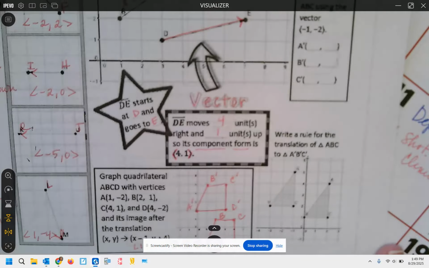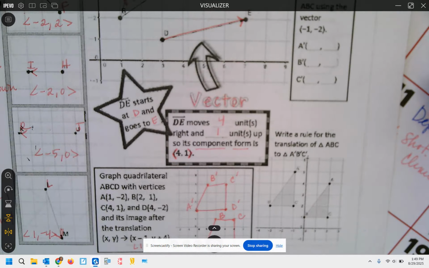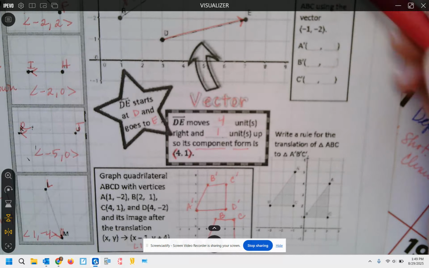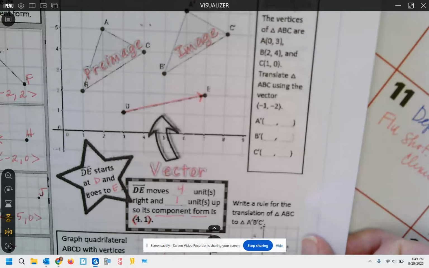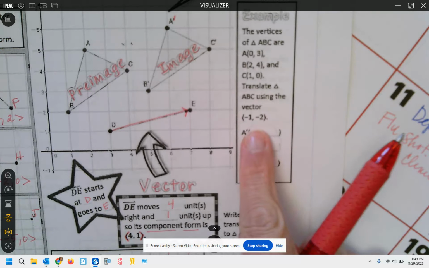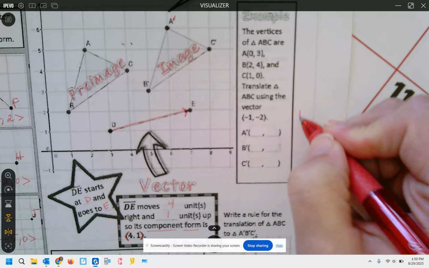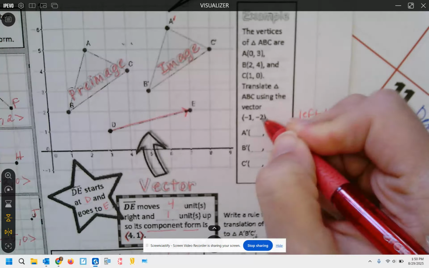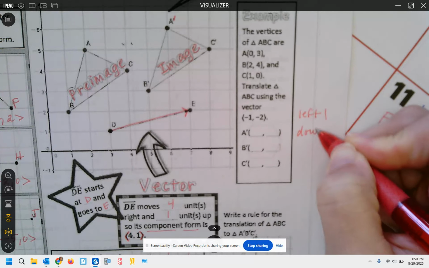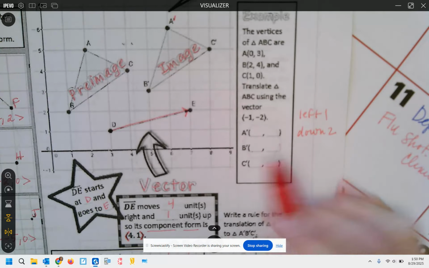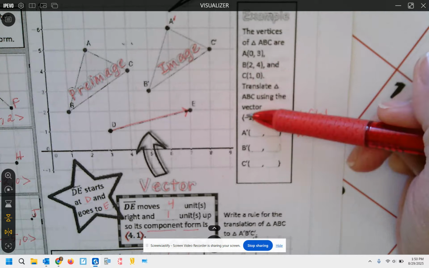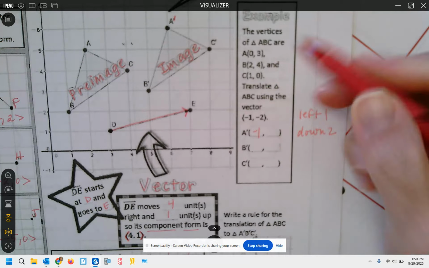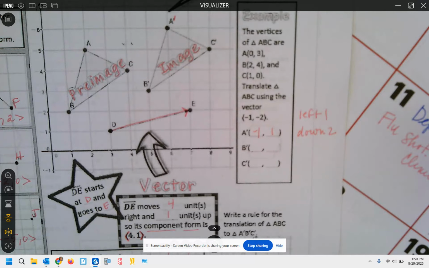Last little bit off to the side here. In this example, the vertices of triangle ABC are given, and it says translate triangle ABC using the vector <-1, -2>. So in this component form, the -1 in the first position tells me to take everything left 1, and the -2 in the second position takes it down 2. But since I don't have a graph to work with, I'm literally just working with the coordinates. For example, for A, I'm going to take 0, -1, which is -1, and 3, -2, which is +1. So A prime would be at -1, 1.